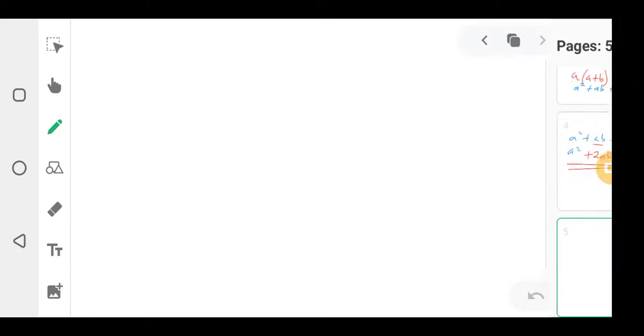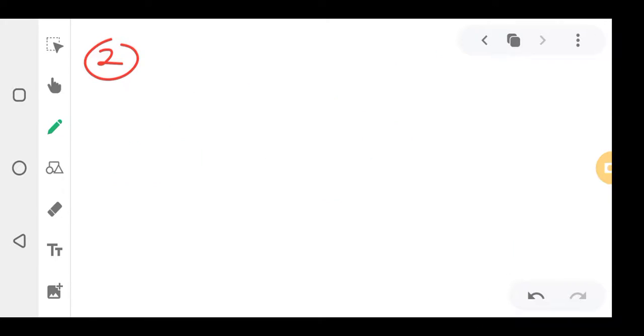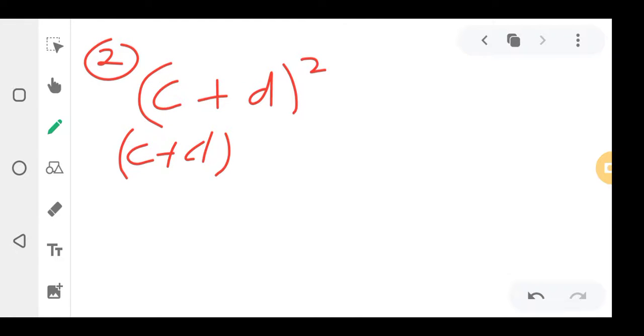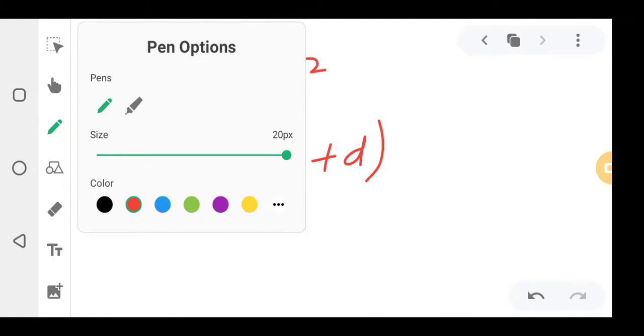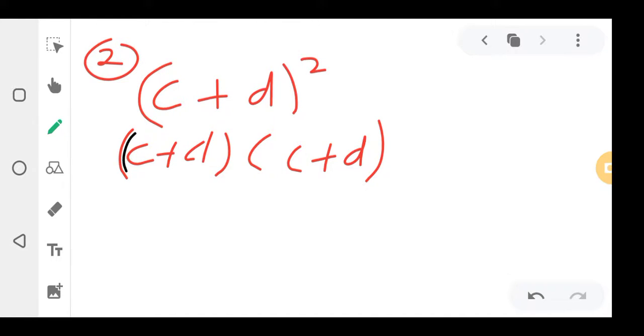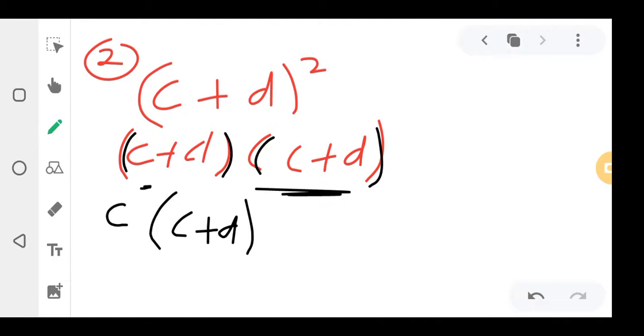Second question. They can give you (c plus d) squared. It simply means c plus d in brackets times again another c plus d in brackets. The same thing you do, you pick the first letter, which is c. So I bring c here, and then open bracket. Everything here comes here, c plus d.